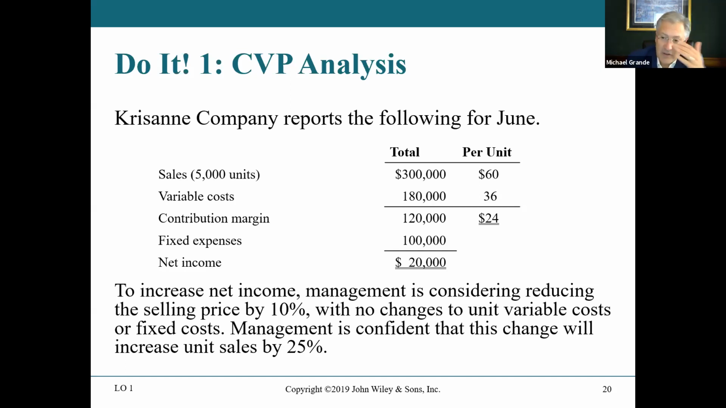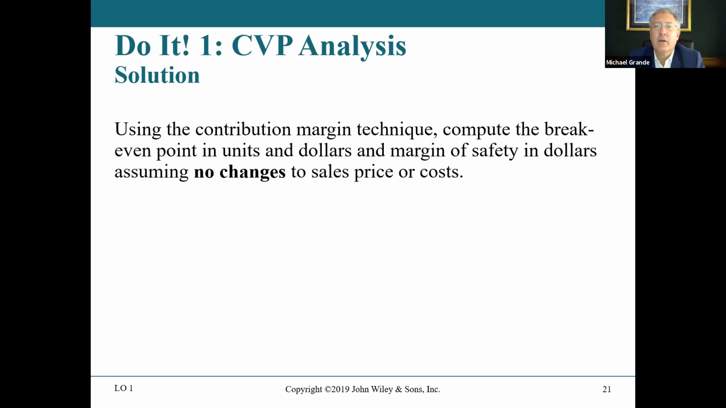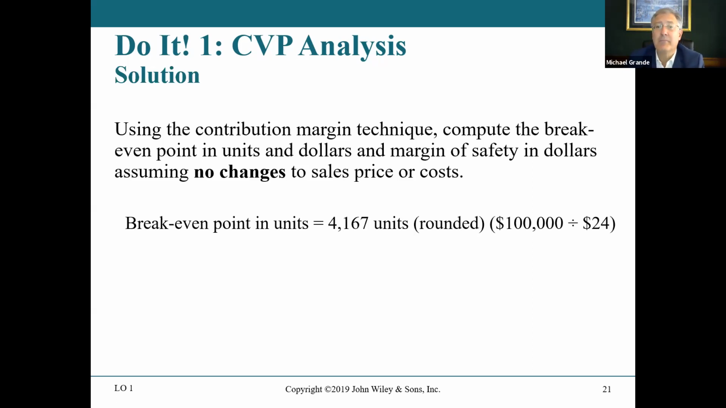So they're going to do what? They're going to decrease the selling price by 10%, and they think they're going to sell more units. Using the contribution margin technique, compute the break-even point in units and dollars and margin of safety in dollars, assuming no changes to the sales price or cost. So where are they right now? Okay, before this considered change, where are they right now?